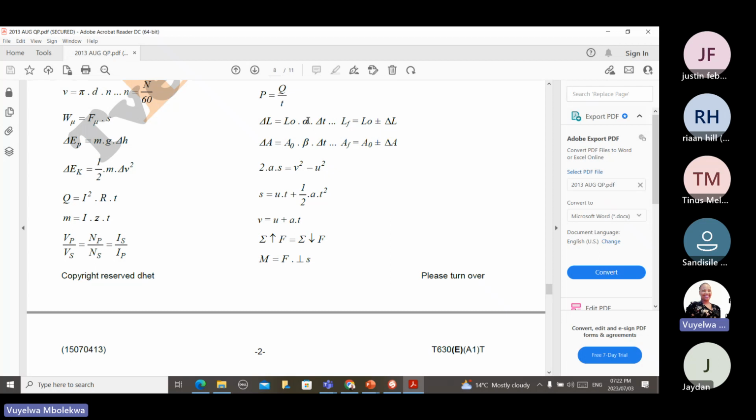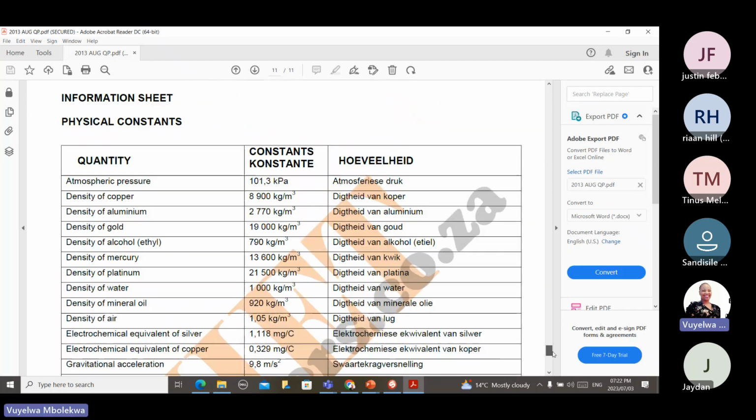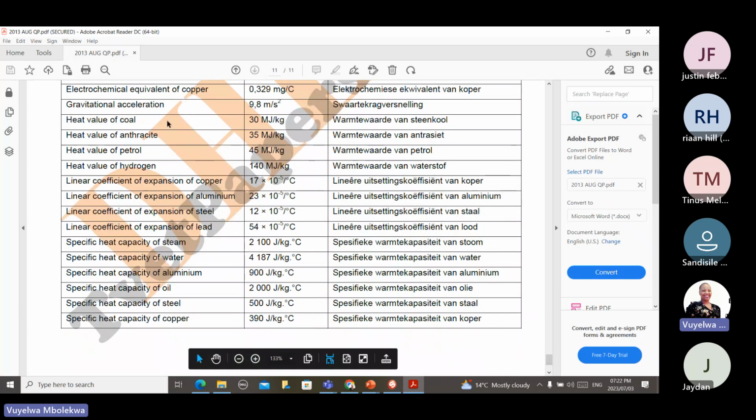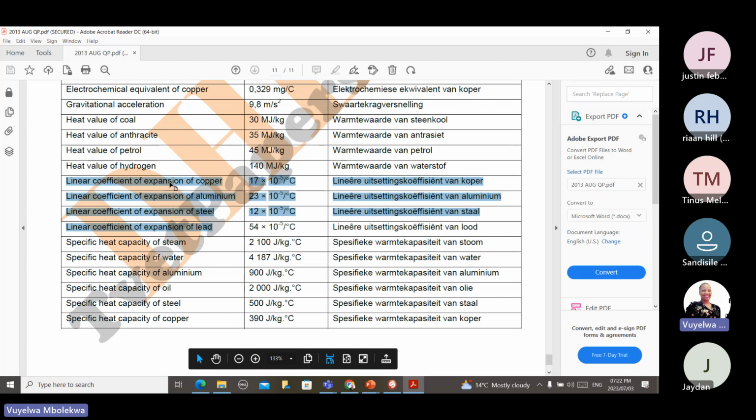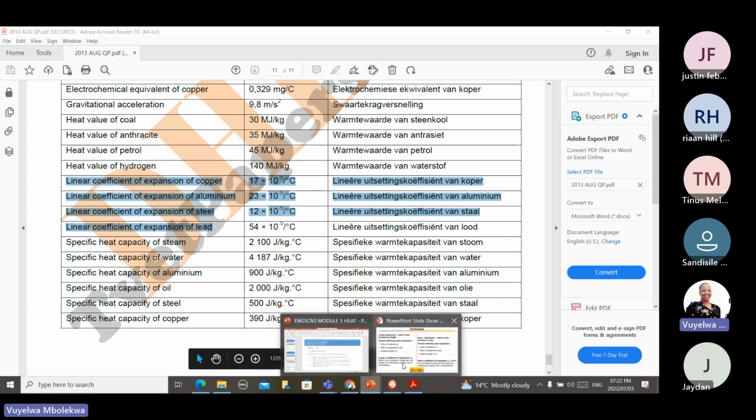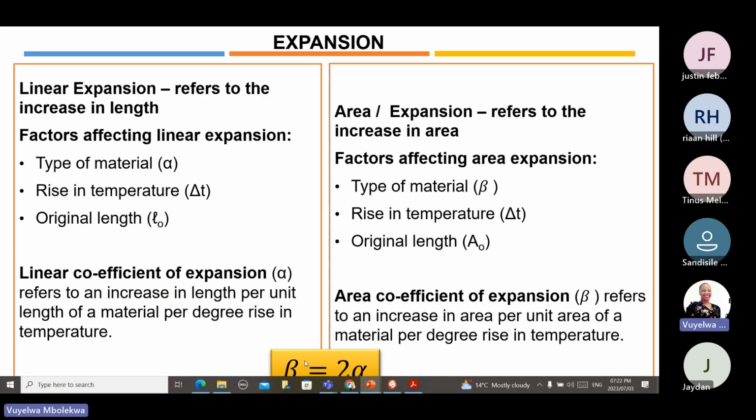Now, the coefficient of linear expansion, you get it from this table. But on this table, you only have the coefficient of linear expansion. Here are your coefficients for copper, for aluminum, for steel, for lead. And then to get the coefficient of area, you just get the one of linear and you multiply it by 2. So the coefficient of area is twice the coefficient of linear. Okay.